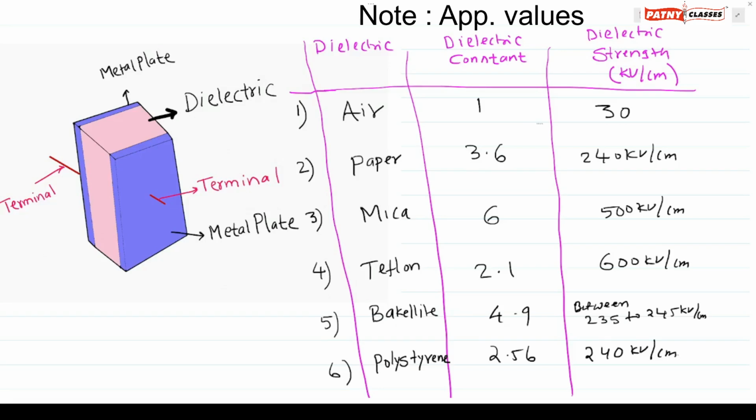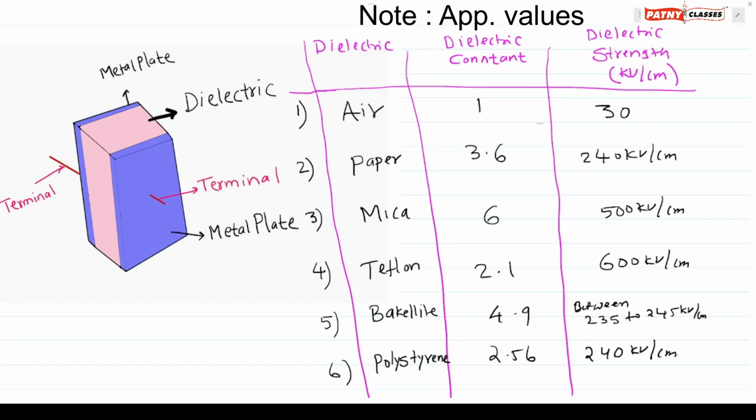For air, the dielectric constant is 1 and the dielectric strength is 30 kV per centimeter. For paper, the dielectric constant is 3.6 and the dielectric strength is 240 kV per centimeter. For mica, the dielectric constant is 6 and the dielectric strength is about 500 kV per centimeter.